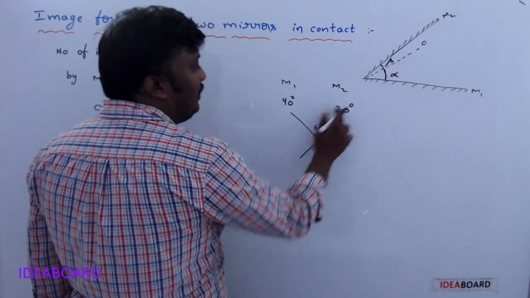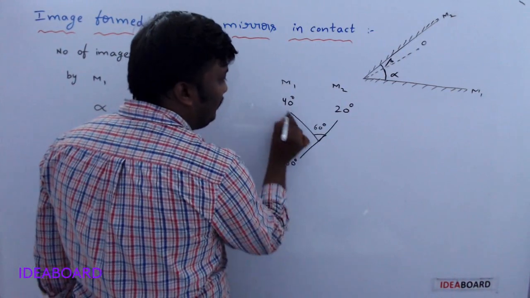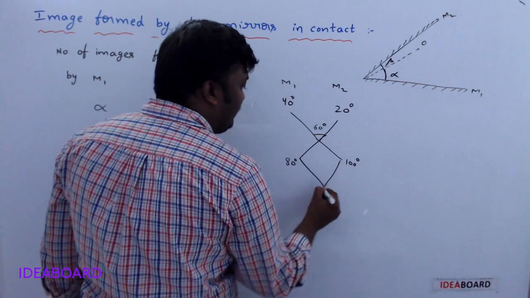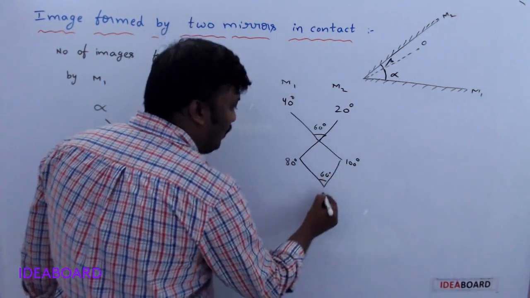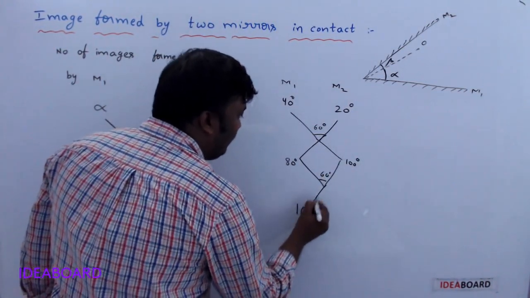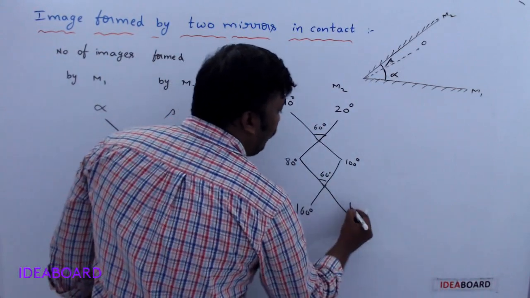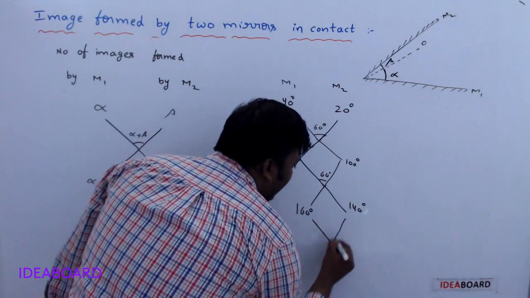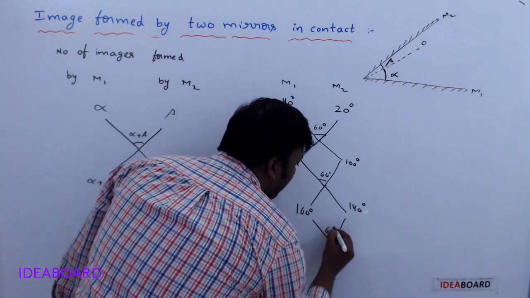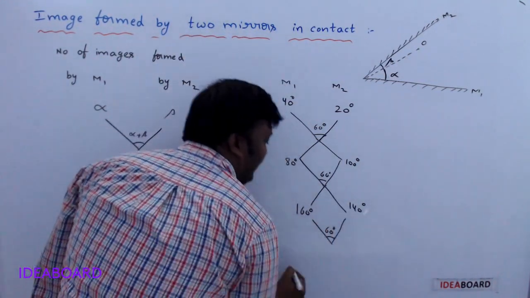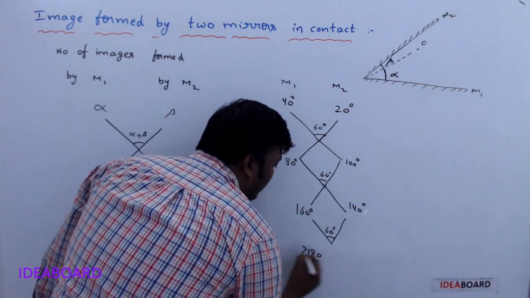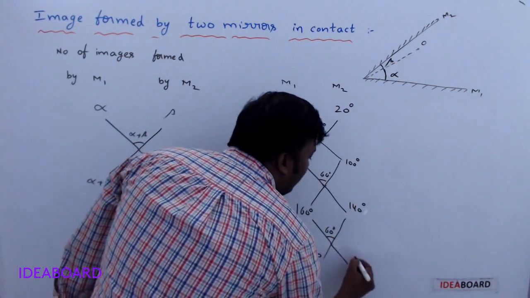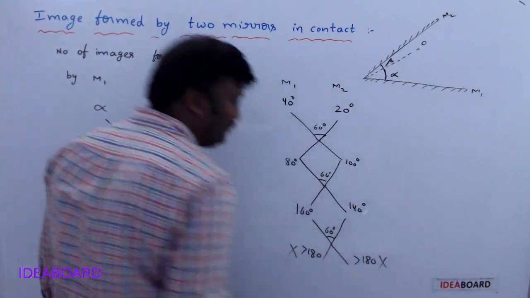Now here we got 80. This side we got 100. Again it is 60, na. Now you got 160, and here we got 140 degrees, na. Again this is 60. Then 140 plus 60 is greater than 180, na. So it's not possible. 160 plus 60 is also greater than 180, so it is also not possible.